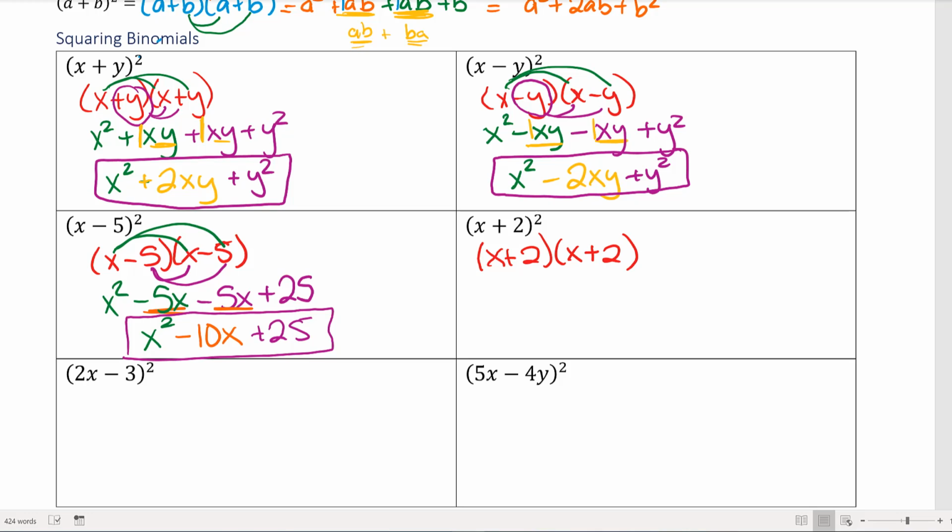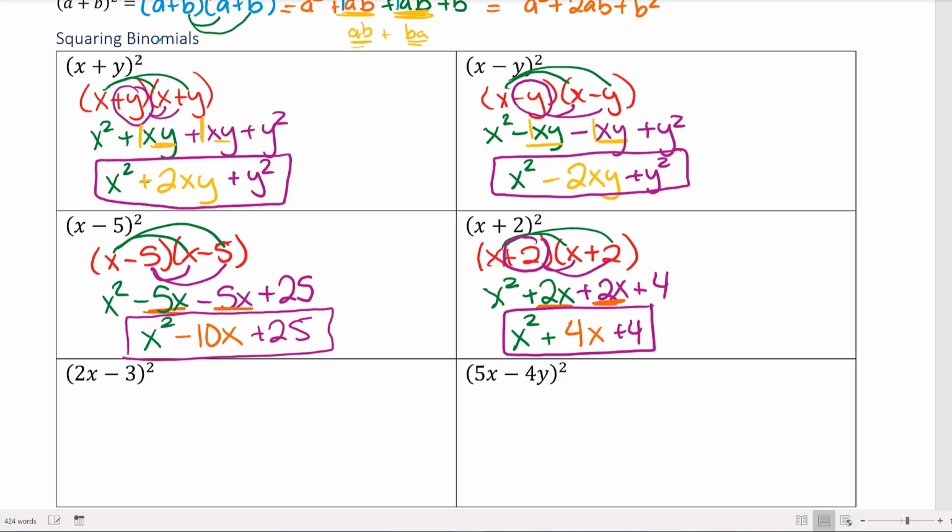For our next problem, we have (x + 2) quantity squared. I write it out twice. x times x is x squared. x times 2 is 2x. Then I grab the plus 2 and distribute that as well. 2 times x is 2x. 2 times 2 is 4. And then we have the two middle terms, which are like terms. 2x plus 2x is 4x. And the first and the last terms, which don't have any like terms, just come down.